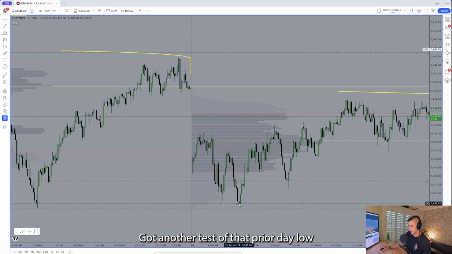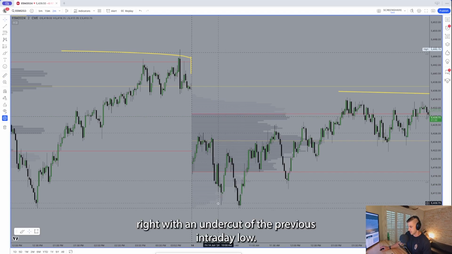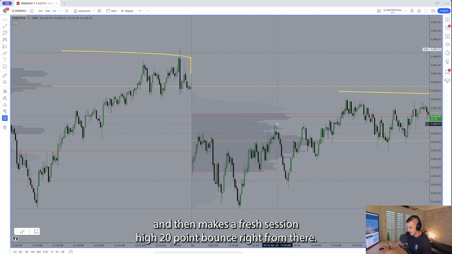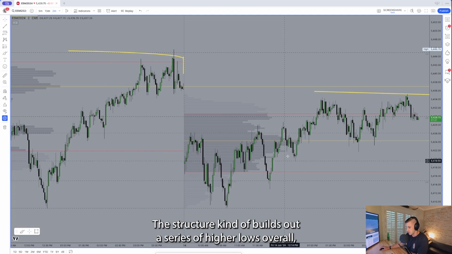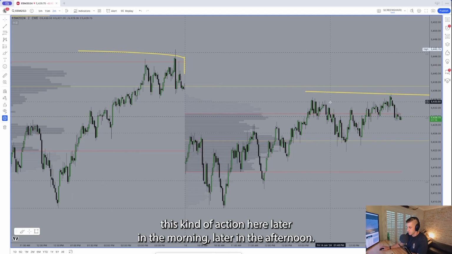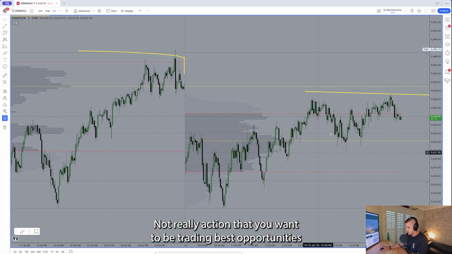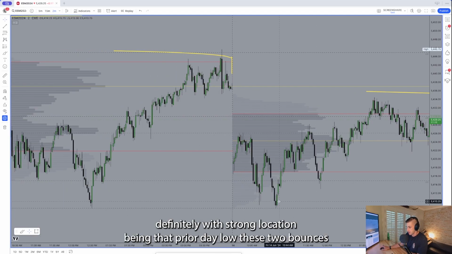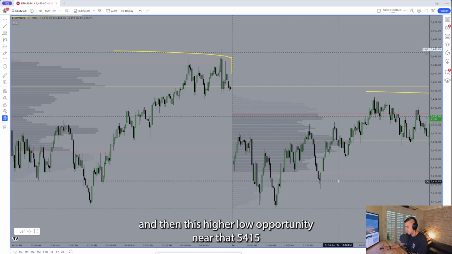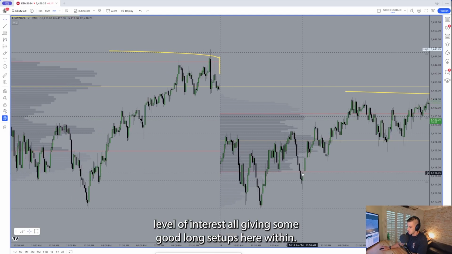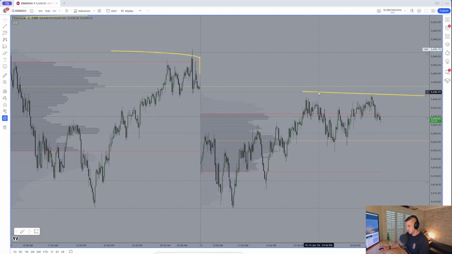Got another test of that prior day low, right, with an undercut of the previous intraday low. Can consider that a Wyckoff spring. Price gives initially a 16-point bounce and then makes a fresh session high, 20-point bounce, right? From there, the structure kind of builds out a series of higher lows. Overall, this kind of action here later in the morning, later in the afternoon, not really action that you want to be trading. Best opportunities, definitely with strong location being that prior day low, these two bounces, and then this higher low opportunity near that 54.15 level of interest, all giving some good long setups here within ES for the session.